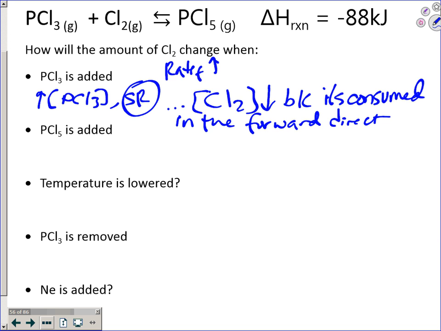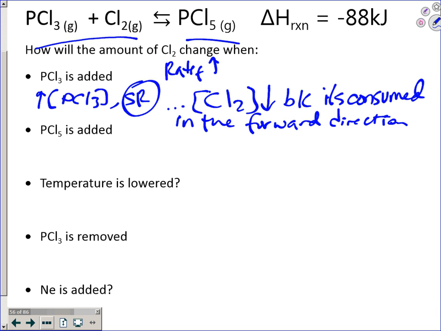So if you're shifting right, you're taking away reactants because you're consuming them. You're increasing products because you're producing them. Clear? All right. Does that change K? No, just position, which is the relative ratio of reactants and products. Eventually, the ratio comes back the same because if that changed, then the K would change.